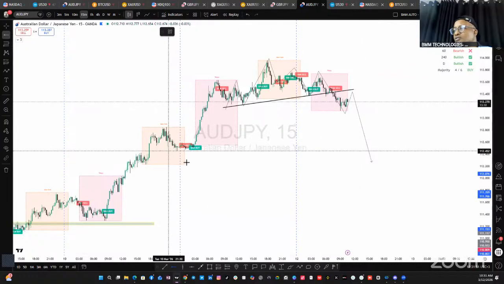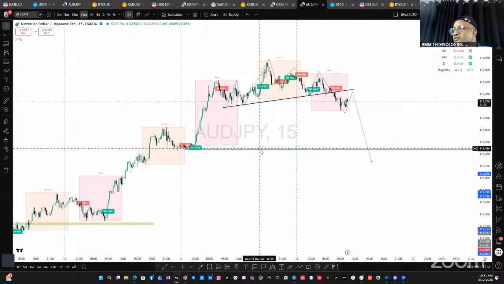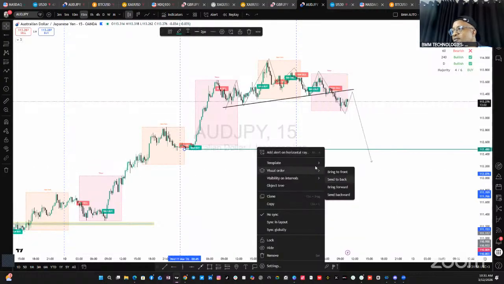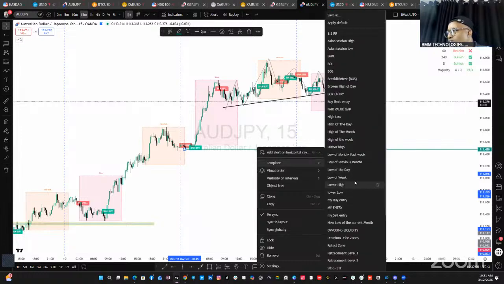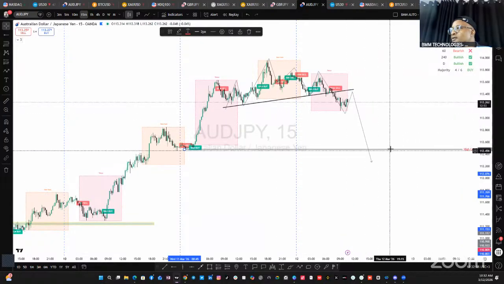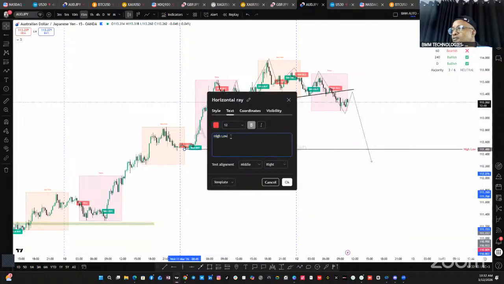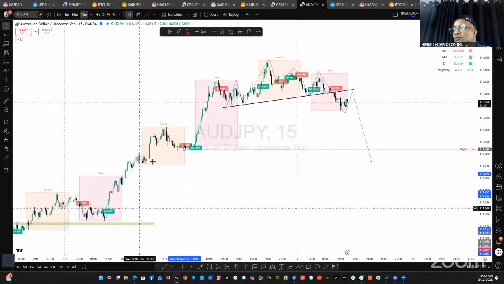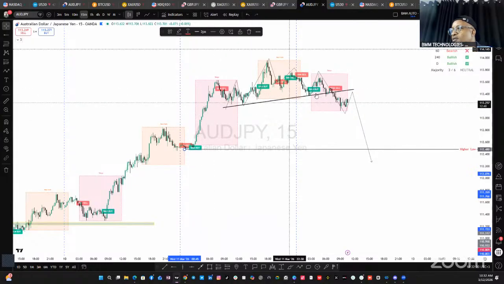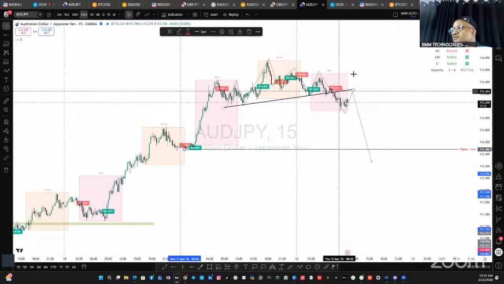So let me share something. We have this level here, all right? And this is a higher low, a higher low. Higher low, yes. This is higher, low, higher, higher low, higher low, like that. So right now, when you have broken this, you can see there is a sell area here.